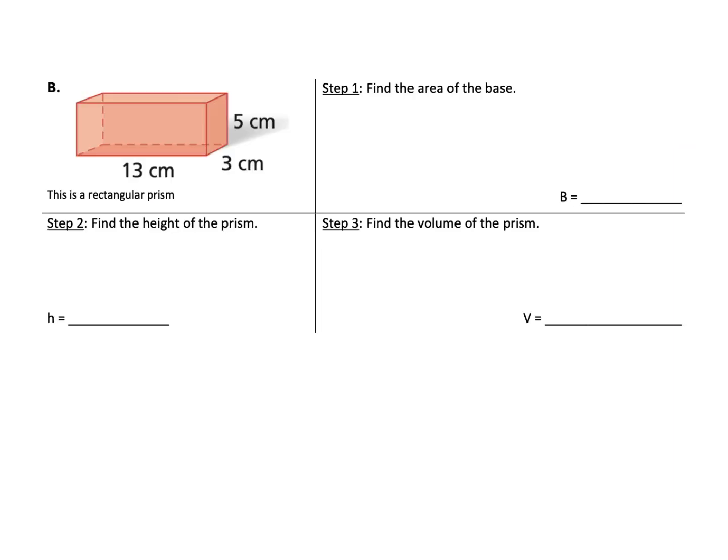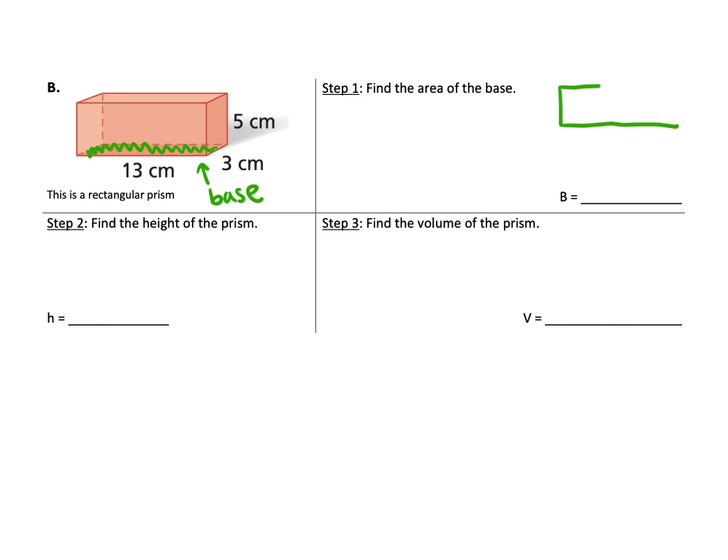Let's try another example. Notice that for part B, we have a rectangular prism. Technically, for a rectangular prism, you could have any of the sides, any of the rectangles be your base. Whenever I have a rectangular prism, I usually just make the base be the rectangle on the bottom. And I'm going to just sketch that out over here.